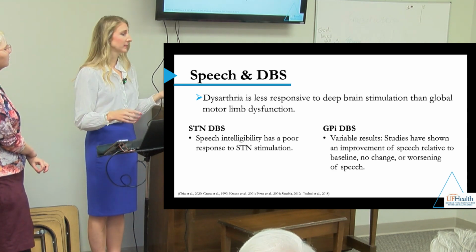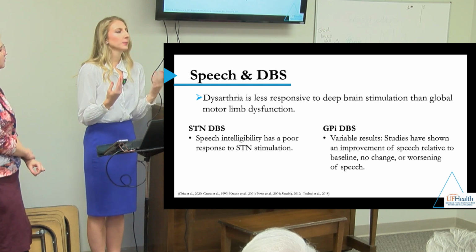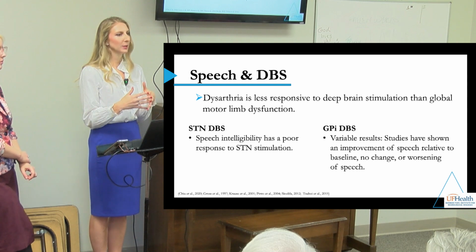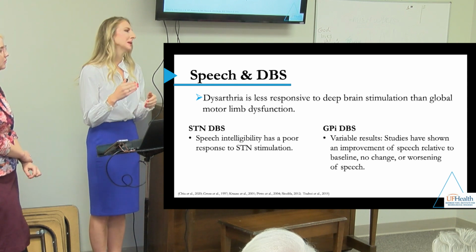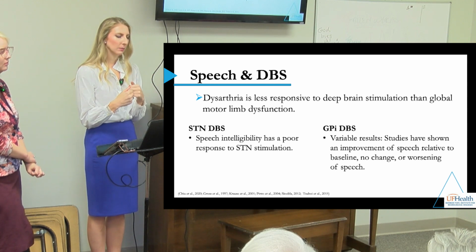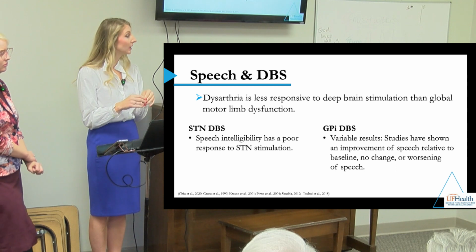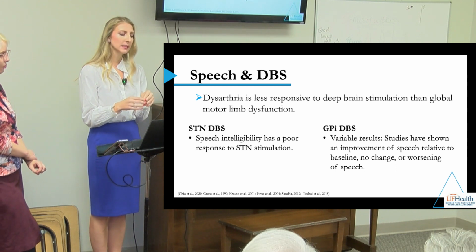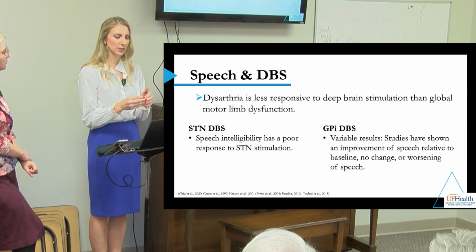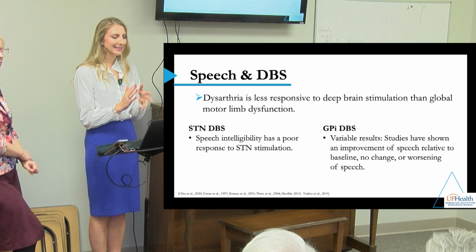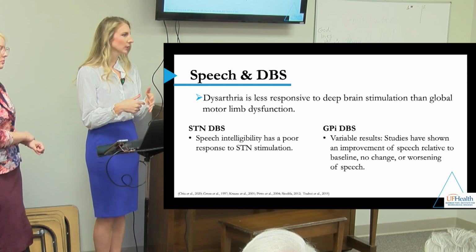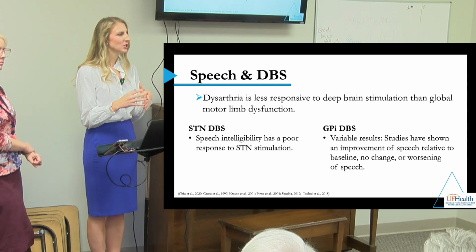And what about deep brain stimulation? Well, dysarthria or speech changes are a non-motor symptom. So DBS is really good at capturing and improving those motor symptoms, but not so much the non-motor symptoms like speech. Same thing for swallow. Two of the locations that tend to be targeted for Parkinson's disease with DBS are the STN, the subthalamic nucleus, and the GPI, the globus pallidus interna. And same thing, there's ongoing research trying to figure out if it's better, worse, or stays the same, and we just don't know enough yet.